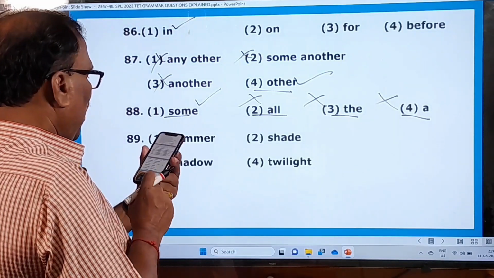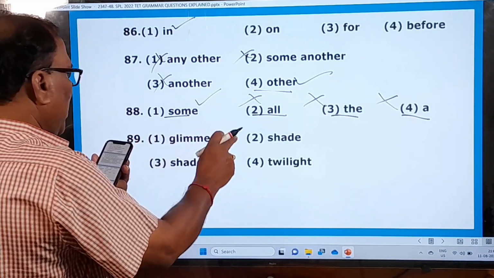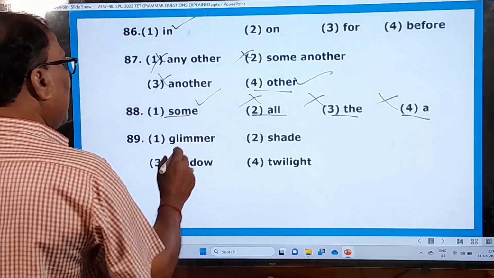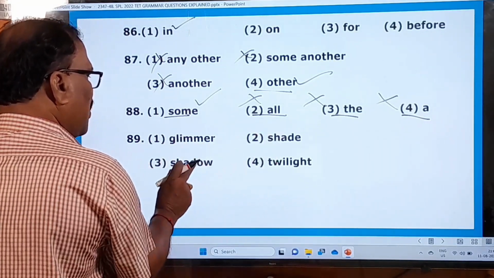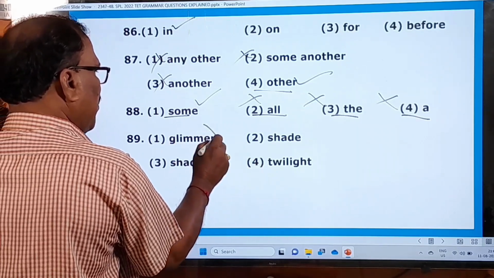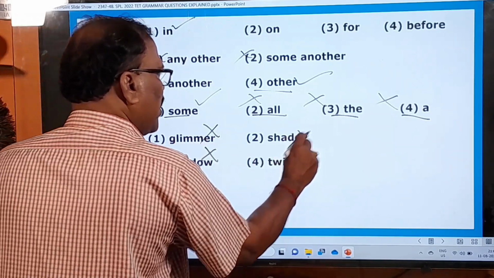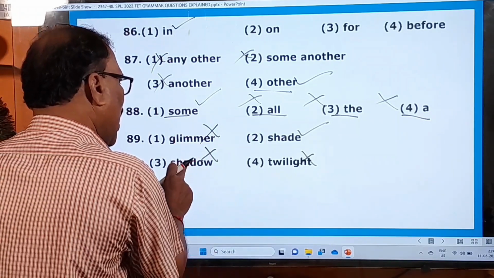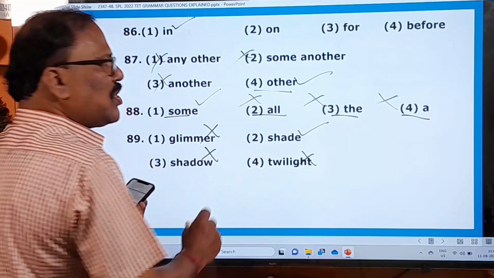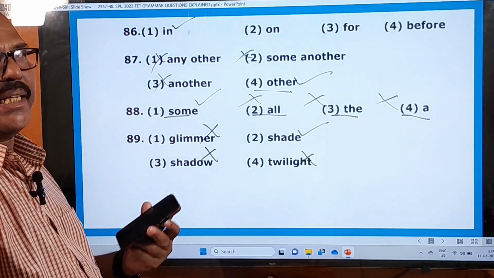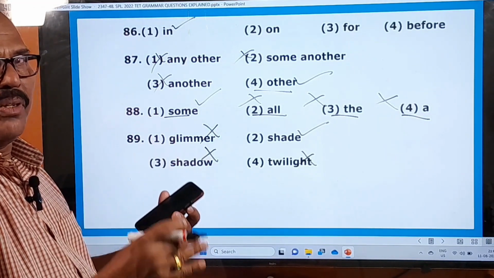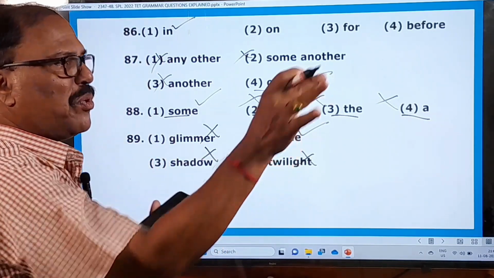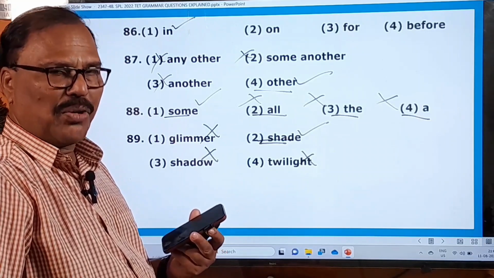The 89th one is there. What's that? Options are given: glimmer, shade, shadow and twilight. The question is: it will provide dash in the summer. It will provide glimmer in the summer, or shade, or shadow, or twilight? Glimmer is not correct, shadow not correct, twilight not correct. Shade is right. What is the difference between shade and shadow? Shadow has a shape, but shade does not have any shape. Shade ante needa, chettu needa, ఒక నీడ, మామూలు నీడని షేడ్ అంటాం. షాడో అంటే ఒక రూపంతో కూడినటువంటి నీడను షాడో అంటాం.